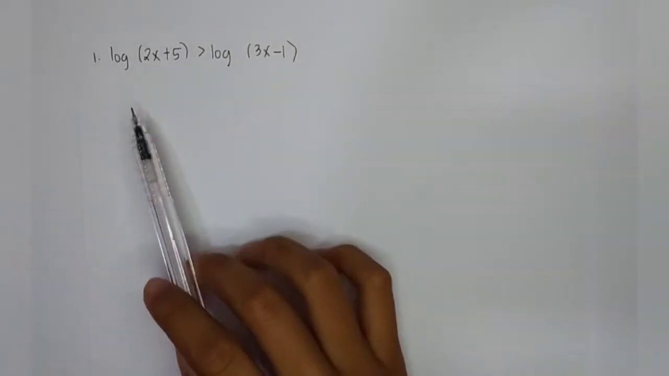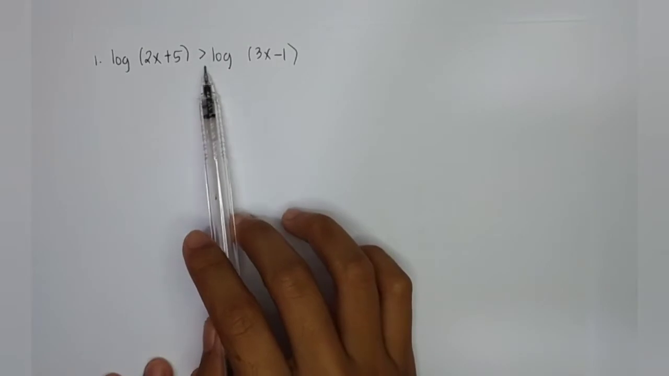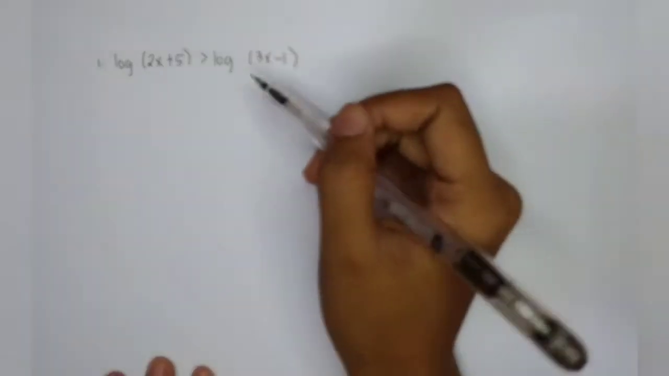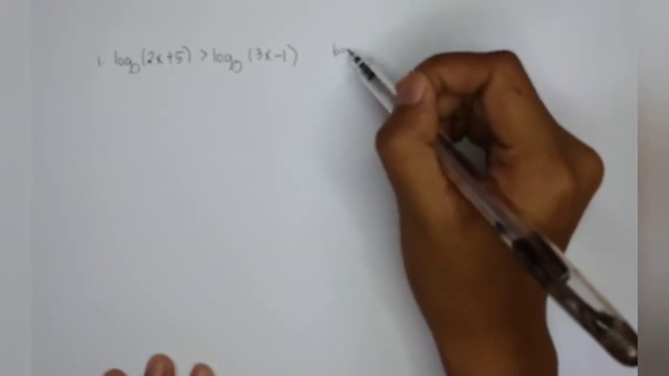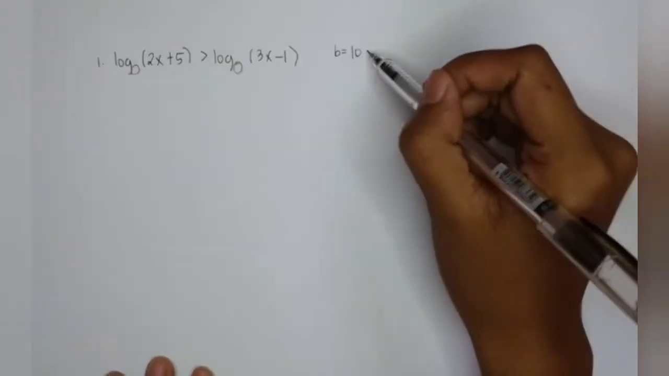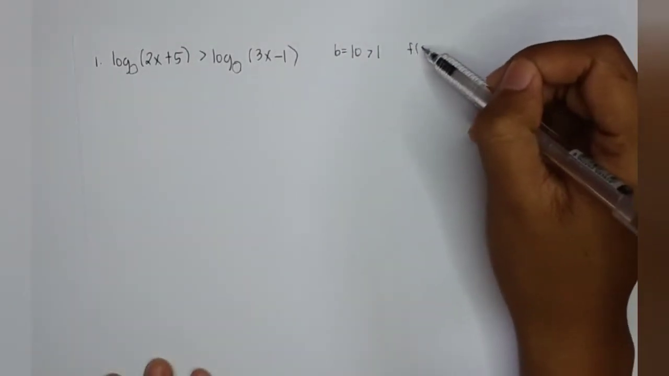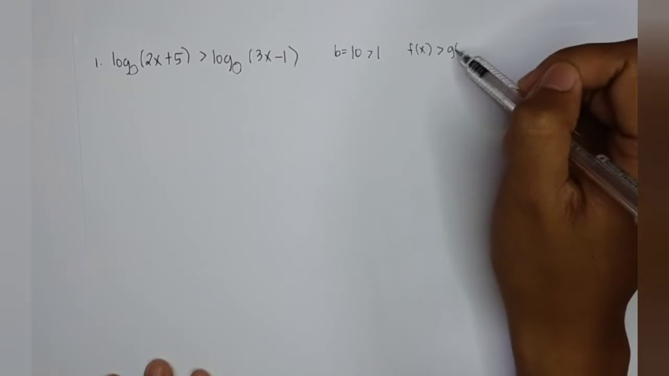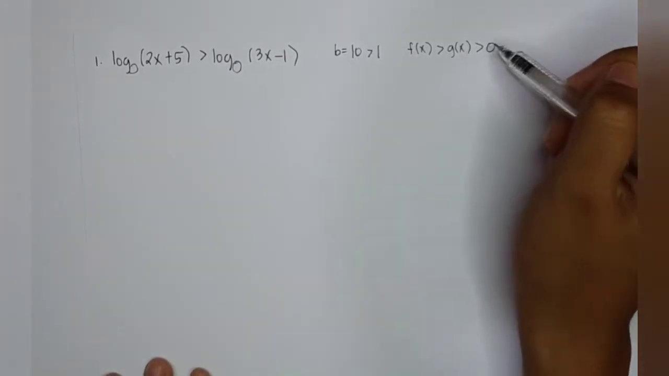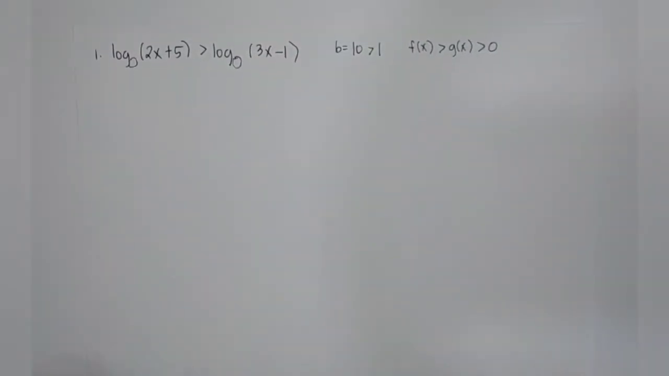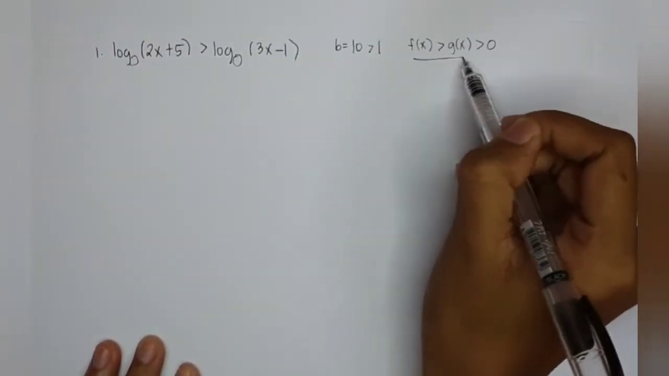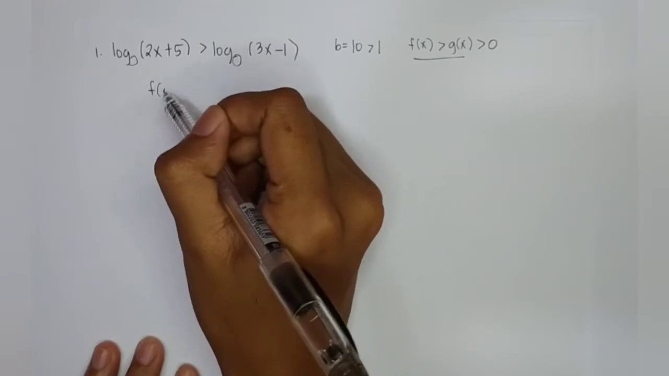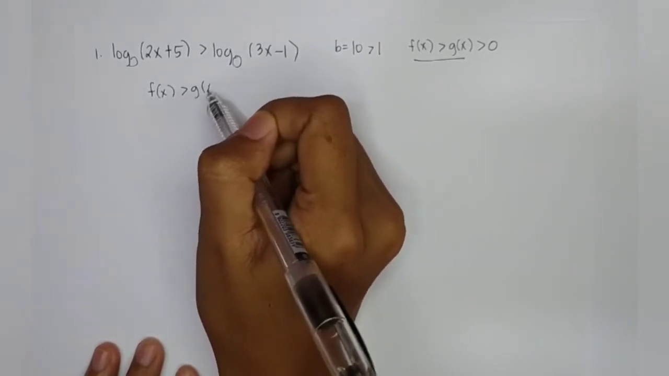We have log of 2x plus 5 is greater than log of 3x minus 1. There is no base written, which means b is equal to 10. That is the common logarithm, which is greater than 1. Therefore, the pattern we follow is f of x is greater than g of x is greater than 0. Let's write this one in this form. We will solve first f of x is greater than g of x.